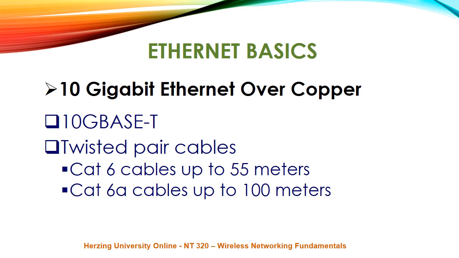If we are not using fiber to send 10 gig connections, there is a standard for 10 gigabit Ethernet over copper connections. This uses twisted pair cables. If we have a Cat6 cable, we can go as far as 55 meters. And if you have Cat6A, then we can go as far as 100 meters with our 10G base T.